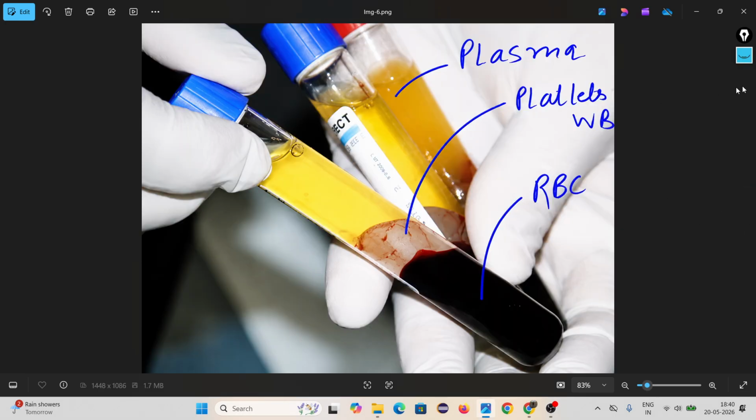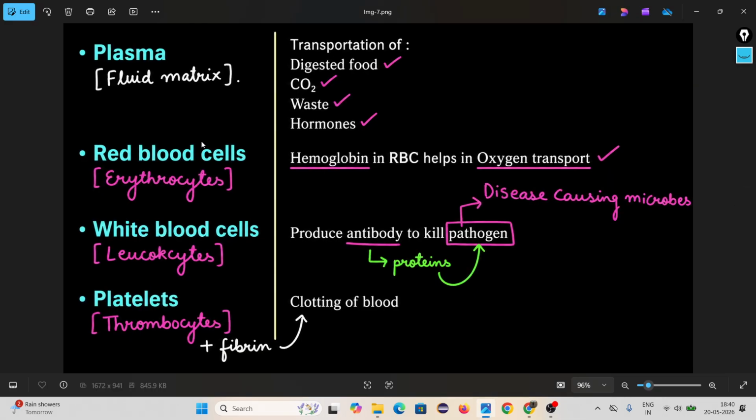Now come to the function. This is how you see it after you put blood inside the centrifugal machine. Look, the yellow color is plasma, the colorless layer is platelets and white blood cells, and this is RBC. Then come to their function. Plasma is also called fluid matrix. And remember, plasma contains 95% water. After this, it contains iron and different types of minerals.